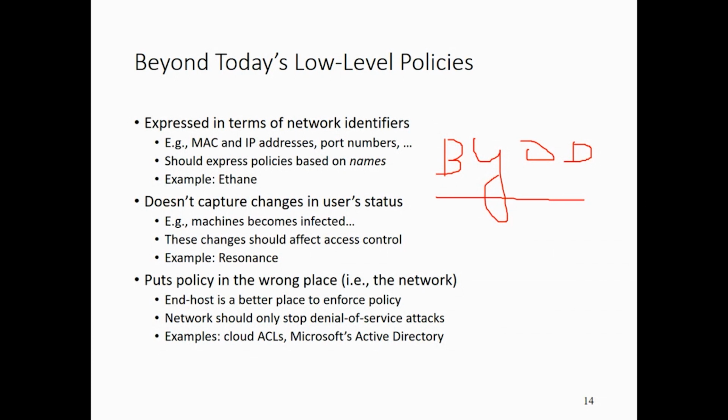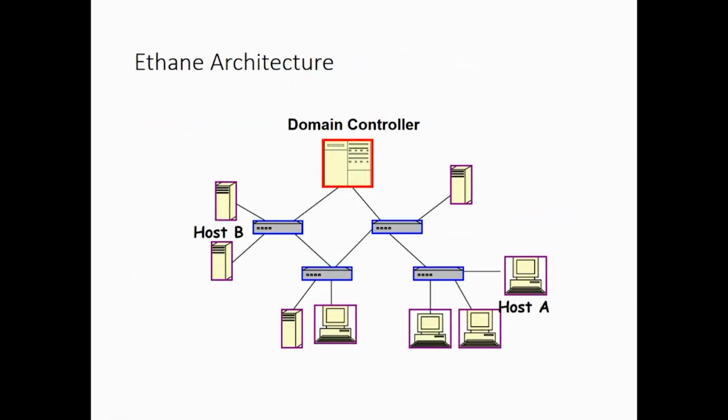BYOD, right? This kind of policy is very dynamic, and an example of that is Ethan architecture. We will also see in a bit the dynamic algorithm, or the dynamic protocol, to detect any access. For example, we have a domain controller issuing the IP addresses for all the hosts connected in our local area network.